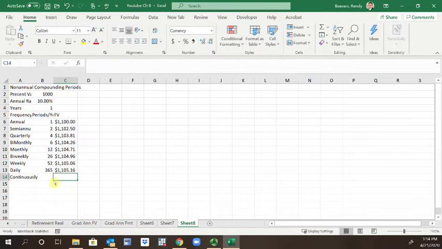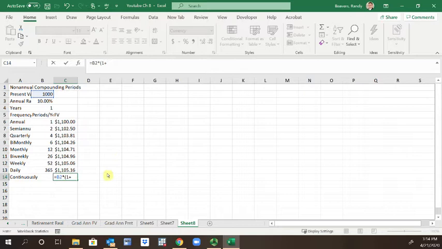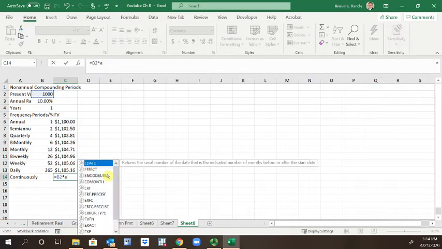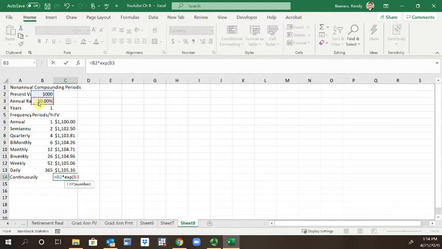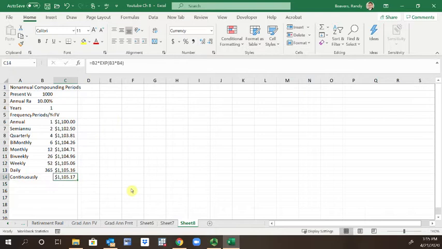For this last one, for continuously, it's going to be the following equation. So continuously means as we approach infinity. So if we take the limit of that, it's going to approach the number e, which is about 2.72. So in Excel, what that is going to look like is we're actually going to do a different formula. So this will be B2 times the exponential function of the annual rate times number of years. And you'll see it's about 1105.17.